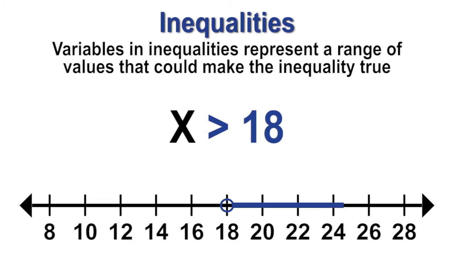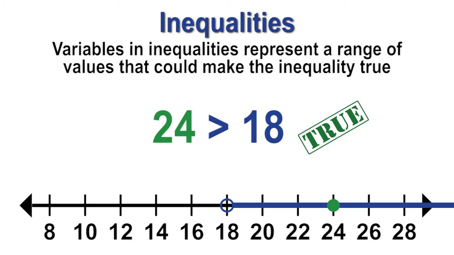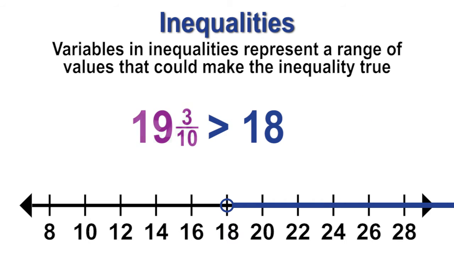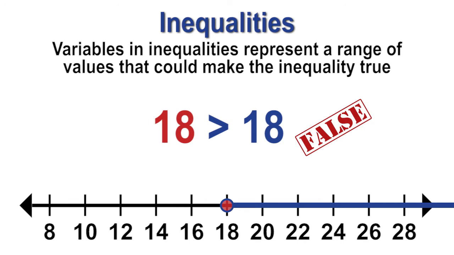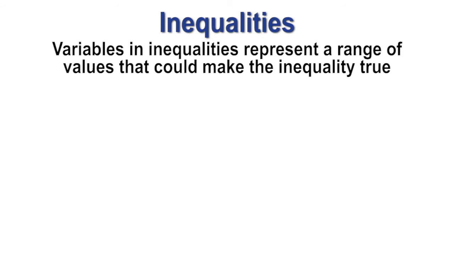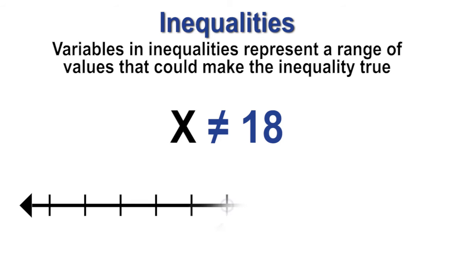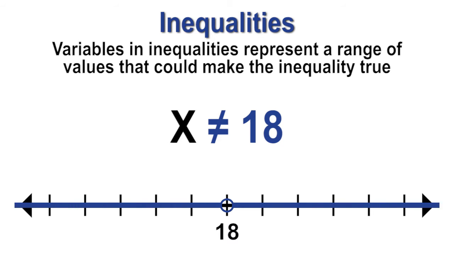X is greater than 18. Let's use 24 for x. 24 is greater than 18. Let's use 19 and 3/10 for x. 19 and 3/10 is greater than 18. 18 cannot be used as a value for x because the inequality is asking for numbers greater than 18. Let's substitute one more set of values for another inequality. X is not equal to 18. This means that any value that is not 18 can be used. 3 is not 18, and 500 is not 18.